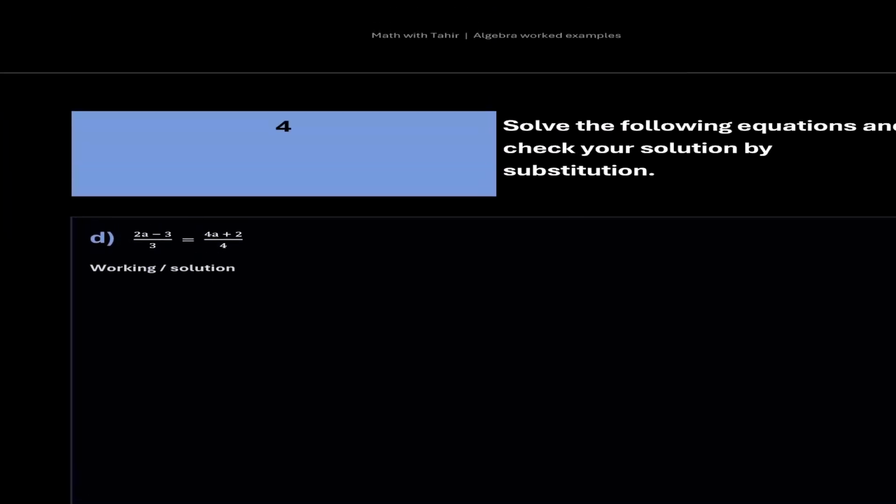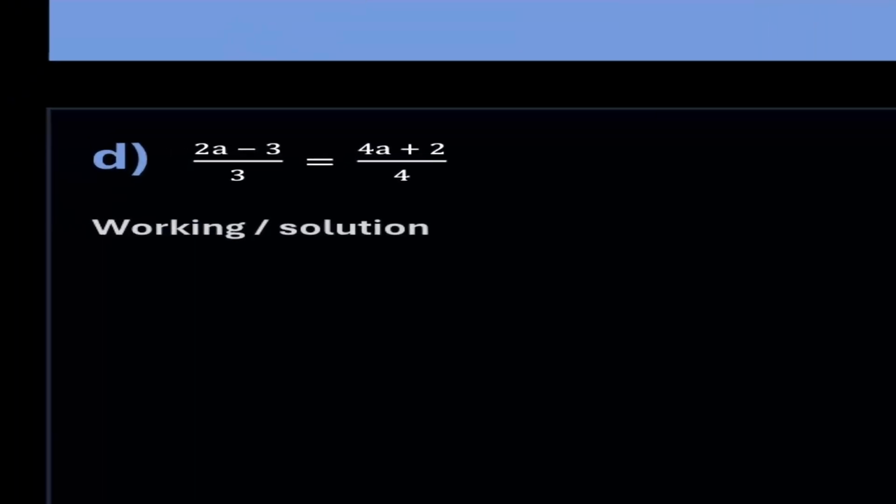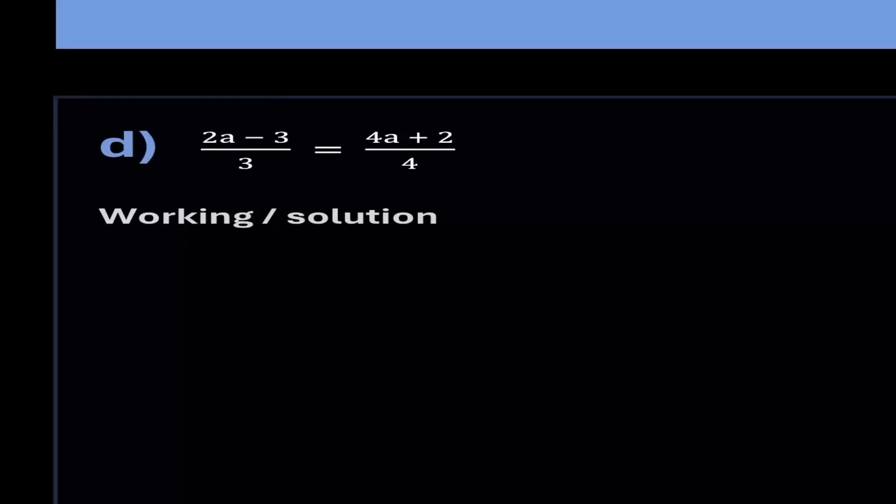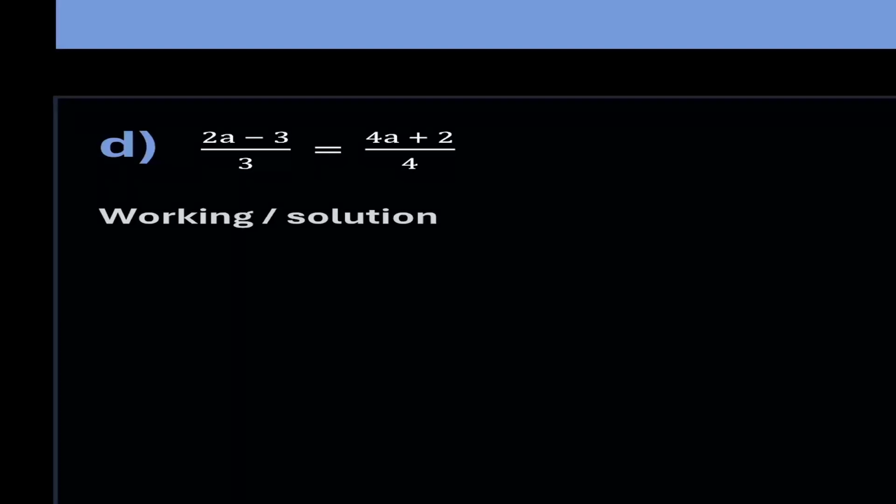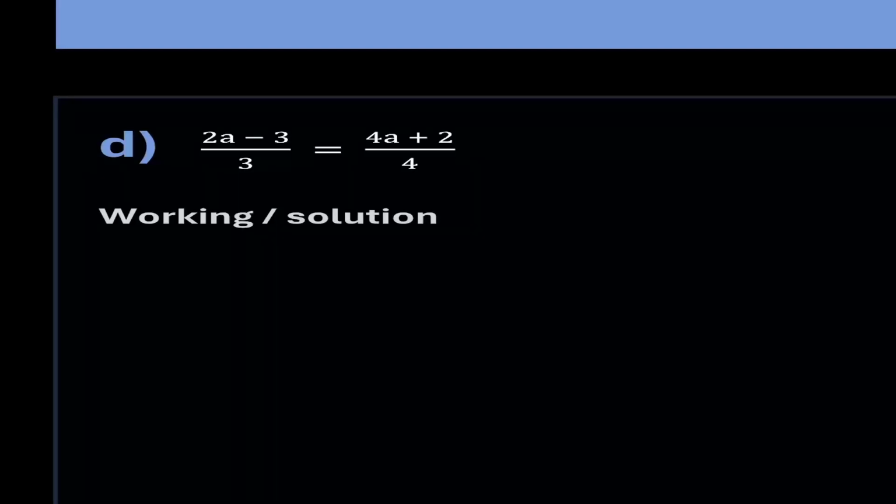Beautiful. And we've got one more, our last tricky one. So we've got 2a take 3 on 3 equals 4a plus 2 on 4. Not tricky at all. I'm going to show you how you smash this out. So let's write it out.